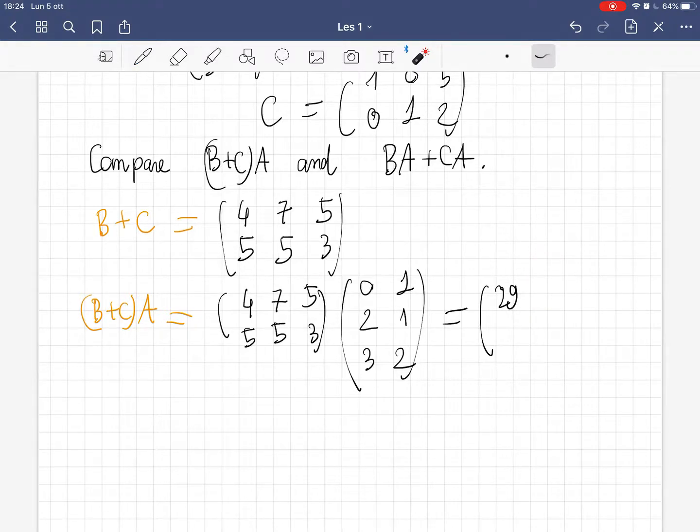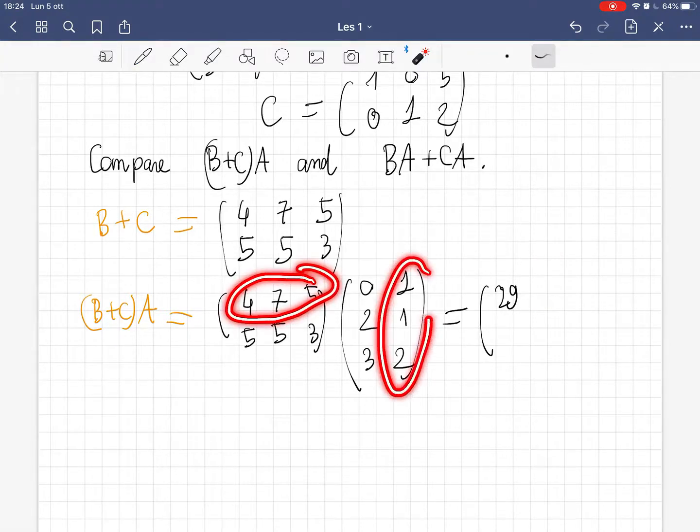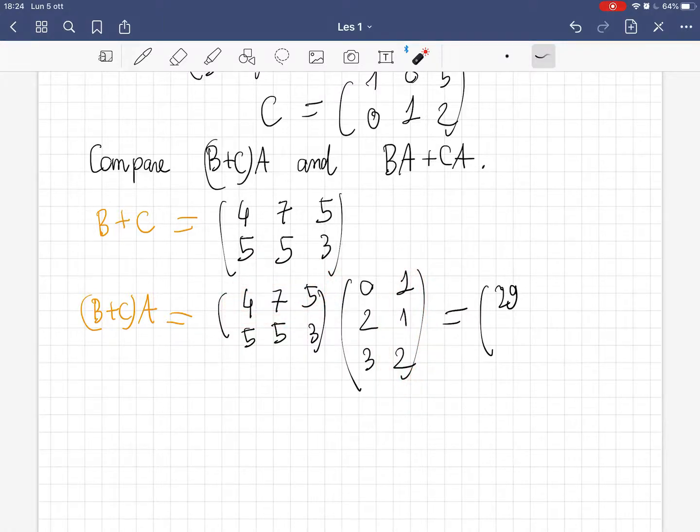And for the second entry here, let's do this other multiplication here with this column, this row, and this column, this row, and this column. So what is this? So it's 4 plus 7 plus 10. Okay, 4 plus 7 plus 10. So it's 10 plus 11, so it's 21.